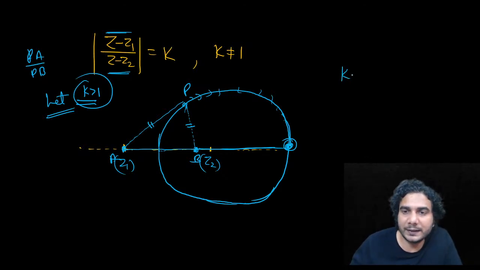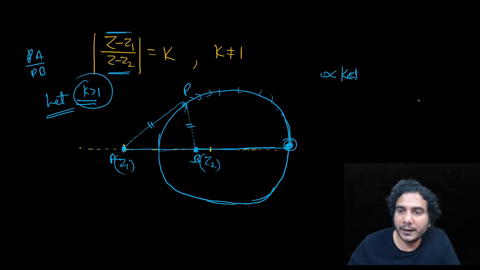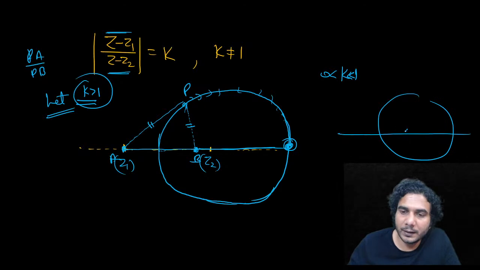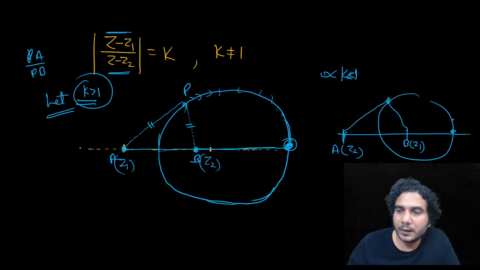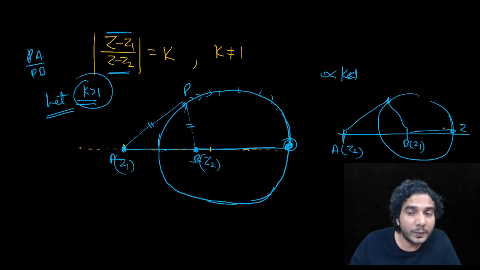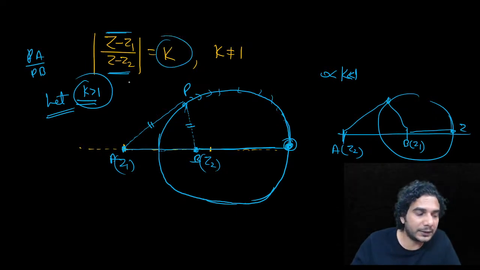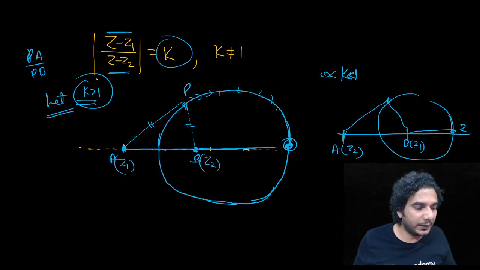If k is less than 1, more than 0, of course, then the diagram will be like this. Now A is z2 and this B is z1. Clearly you can see, if P comes to this point, then the distance of z from z1 should be less than the distance of z from z2. Then only you'll get this ratio less than 1. So I hope it is clear.